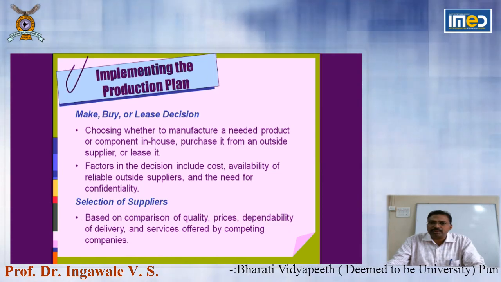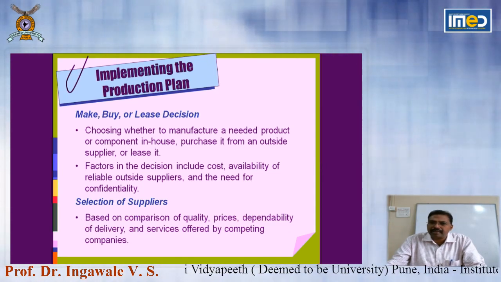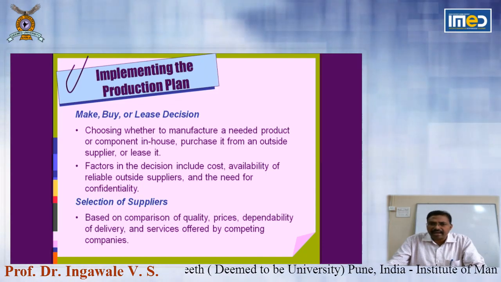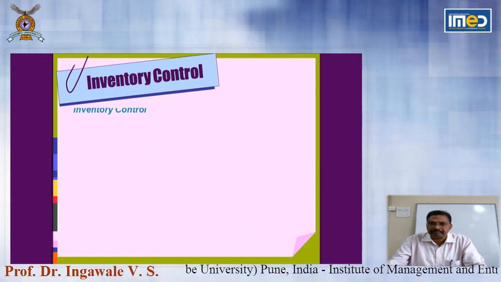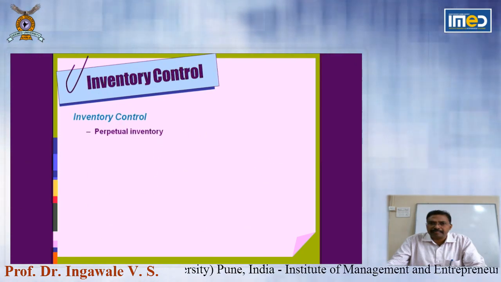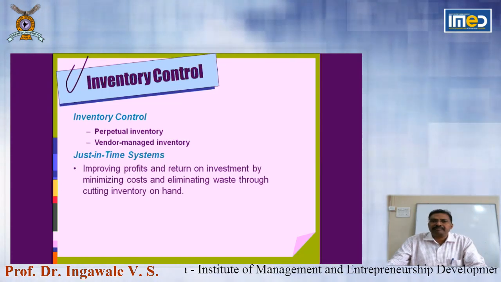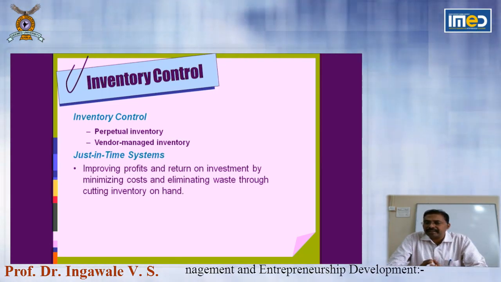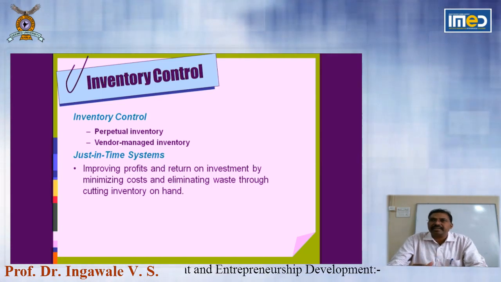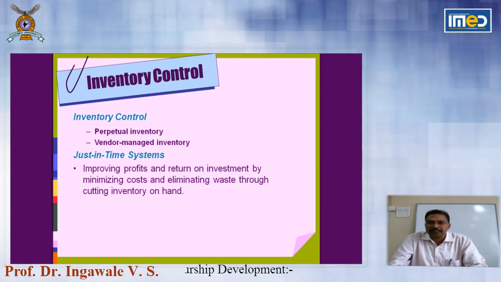Then next, selection of suppliers. This is based on comparison of quality, prices, dependability of delivery, and services offered by competing companies. Then next concept, inventory control. So here we'll discuss concepts related to inventory first. What is inventory? Inventory is stock. Inventory is stock having some value.